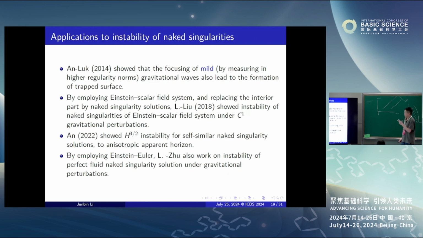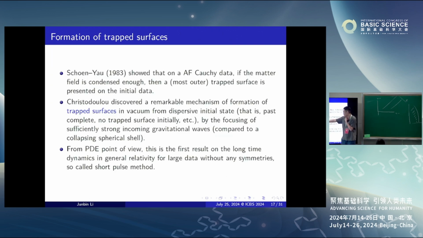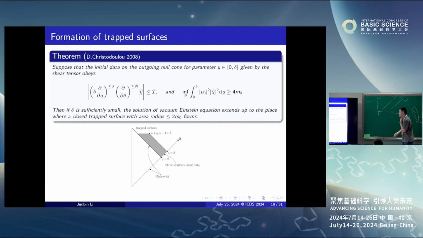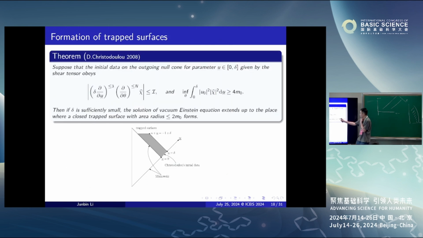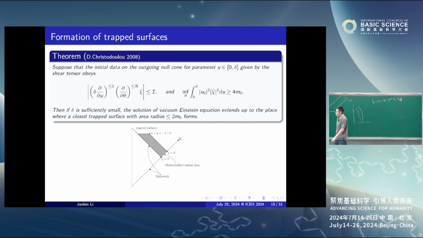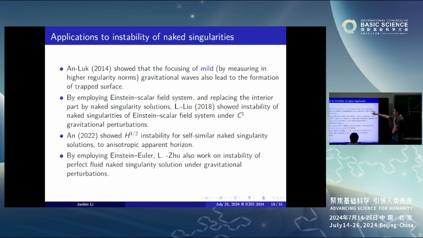Well, let me take another twist to this topic. Christodoulou's result is about the focusing of a very strong incoming gravitational wave, and Arnold's result produces the trapped surface by the focusing of a very mild gravitational wave. By this we mean, if you look at this, chi hat is just the derivative of g, so this means that the derivative of g belongs to L2. So the mildness means that g belongs to a higher regularity space.